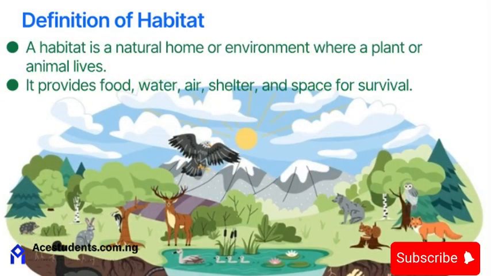A habitat is the natural home or environment of a living thing. It is where a plant or animal finds everything it needs to survive: food, water, air, shelter, and space.